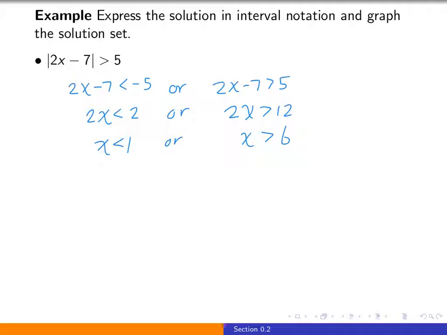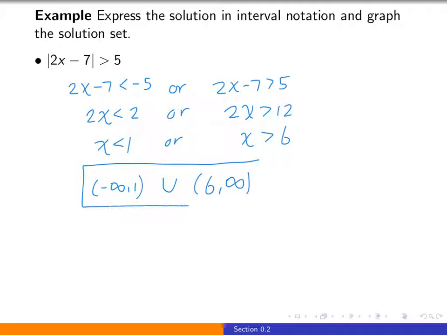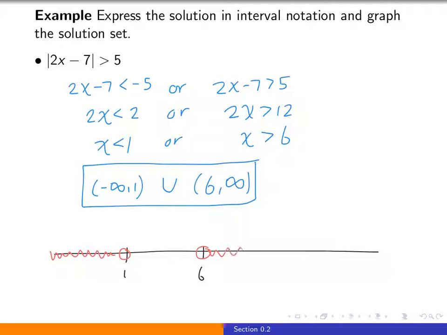So we express our solution in terms of an interval: x less than 1 is minus infinity to the open interval at 1, or becomes a union, in x greater than 6, so the open interval from 6 to infinity. In terms of sketching a solution on the number line, we have 1 and 6. 1 is not included, but everything to the left of it is. 6 is not included, but everything to the right of it is included.